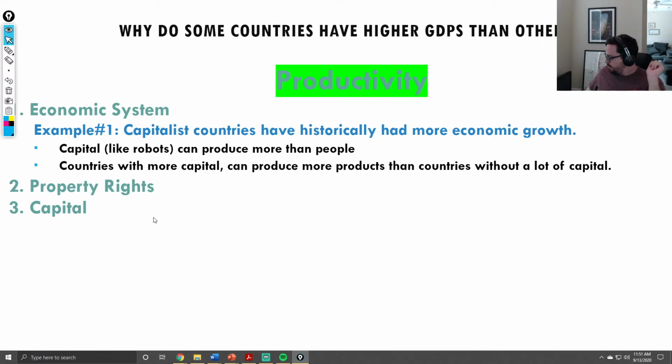Capital. Again, tools, technology, machinery, that is the big one. Countries with more capital than others are more productive historically. Japan was number 3 on the list.